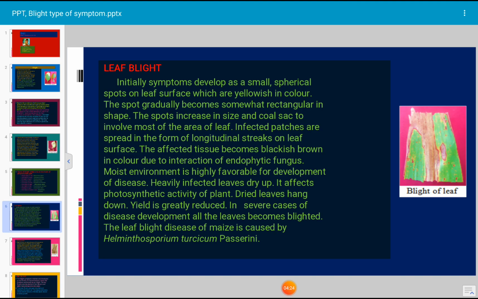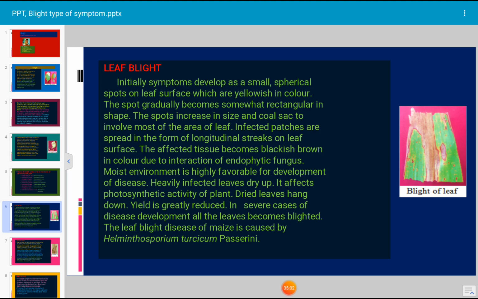Let us see the details of leaf blight. Initially, symptoms develop as small spherical spots on the leaf surface which are yellowish in color. The spots gradually become somewhat rectangular in shape. The spots increase in size and coalesce to involve most of the area of the leaf. Infected patches are spread in the form of longitudinal streaks on the surface of the leaf. The affected tissue becomes blackish brown in color due to interaction of endophytic fungus. Moist environment is highly favorable for the development of the disease.